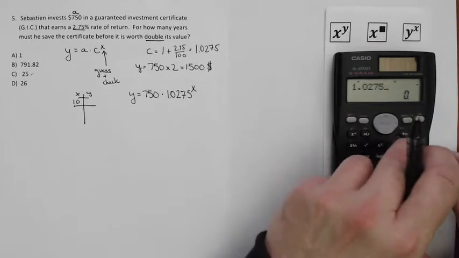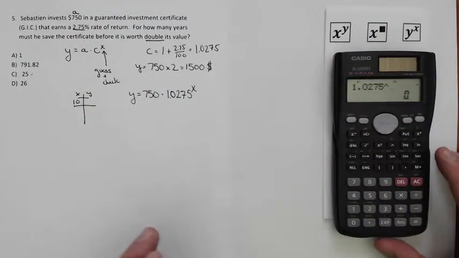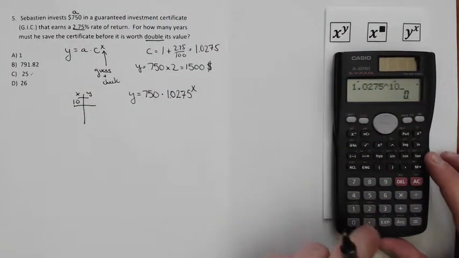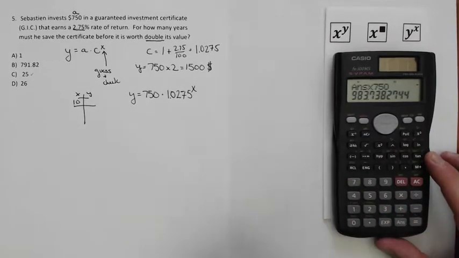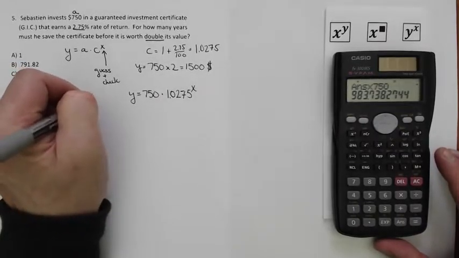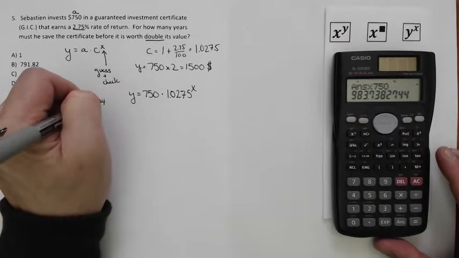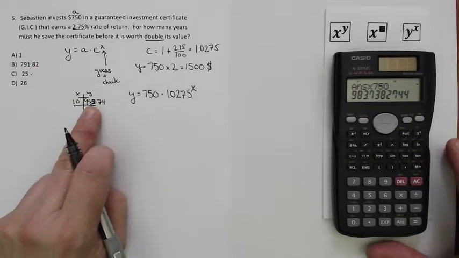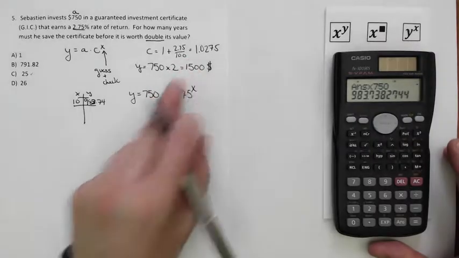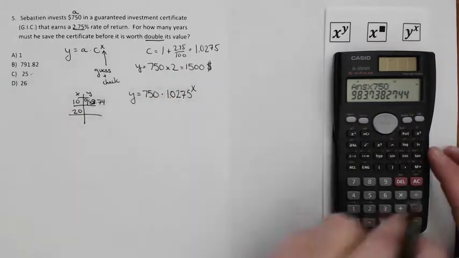1.0275, Y to the X, X to the Y, or chapeau, whichever button you have. 10. Hit your equals, then times that by the starting amount, and you're going to get a value of $983.74. So not even close yet. We've got to get up to 1,500. So let's try 20 and see where we go there.